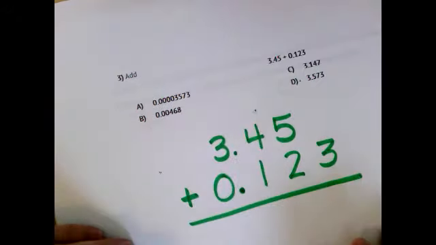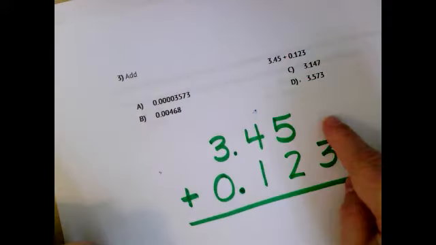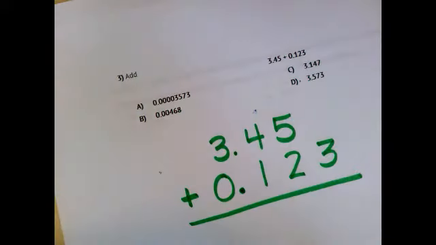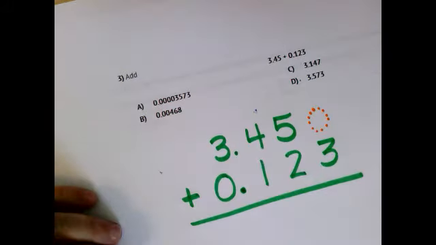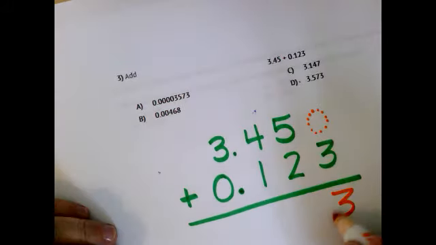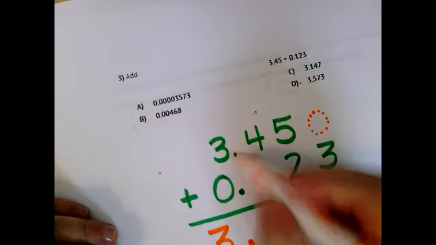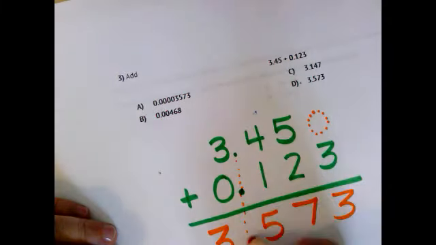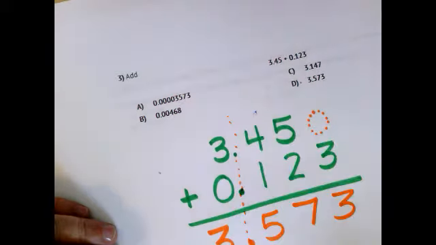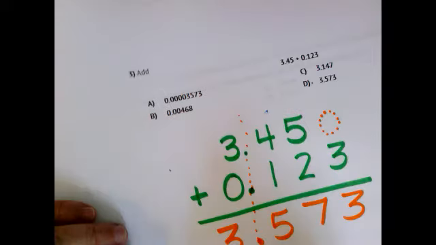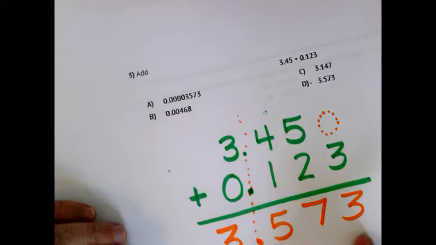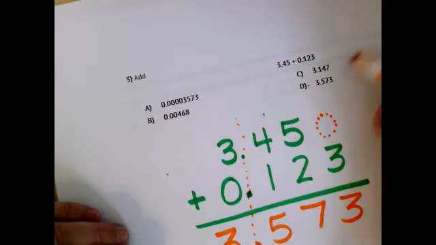So when I go to add this, I see that I'm missing a digit up here. Well, I can add in a mystery 0 there, because adding a 0 to the end when it's a decimal does not change the value. So then I could simply add here, and my decimal stays straight as an arrow, just like little soldiers in a line. So my final answer would be 3 573 thousandths, which would be D.